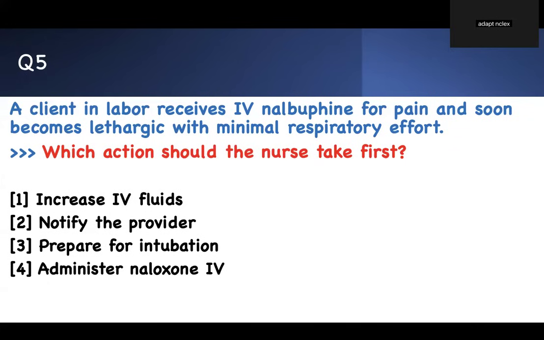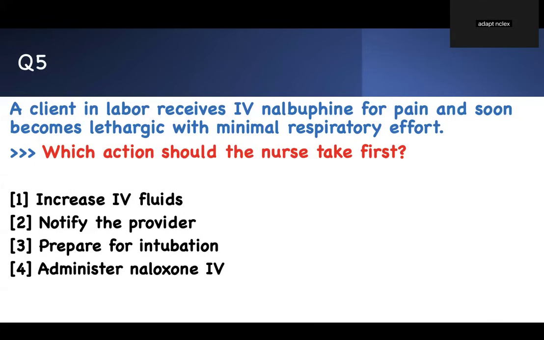Stop the video and see the way I'm going to approach it. I've given you half of the clue already, so you should know it by now. Nalbuphine is one of the pain medications. It's an opiate, as I've told you. It's an agonist-antagonist, so it's about 50-50, and that's why it's very good.